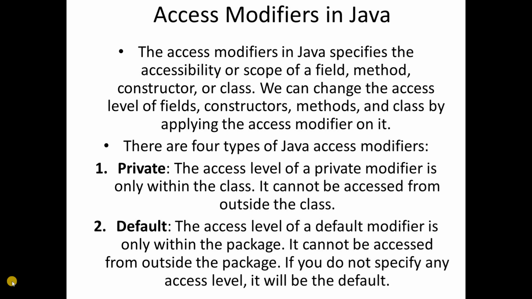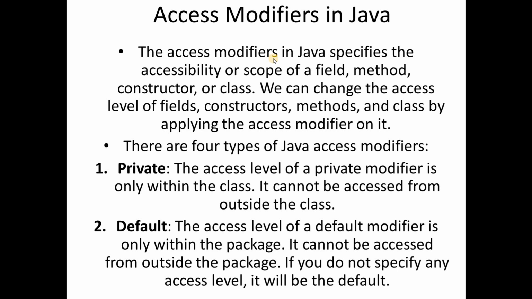First of all, what is meant by access modifier or access specifier? Look here. The access modifier in Java specifies the accessibility or scope of a field, method, constructor, or class.